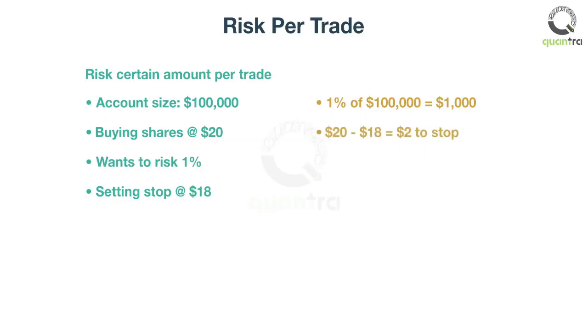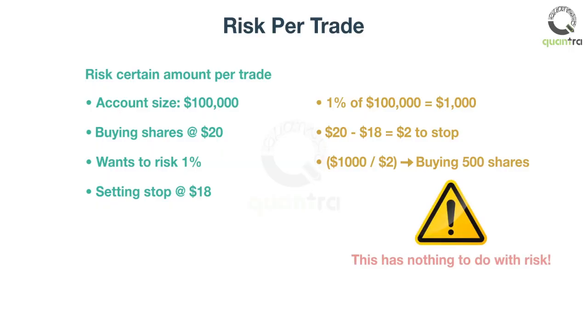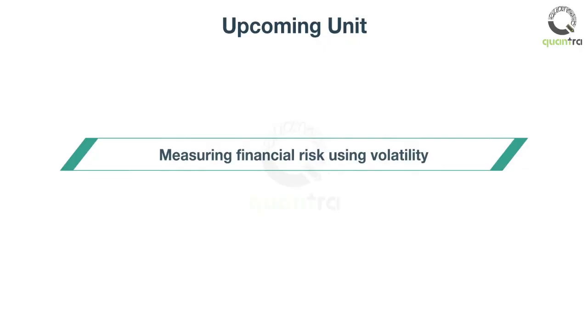There's $2 between 20 and 18, so if he buys 500 shares of Initech, and his stop-loss point is hit, he would then lose that amount. So he should buy 500 shares. But the problem here is that this concept has nothing to do with risk. The risk per trade concept comes from gambling, not finance. And you really do not want to use gambling methods in finance. A better way to measure risk could be by studying its volatility, which will be covered in the next unit.